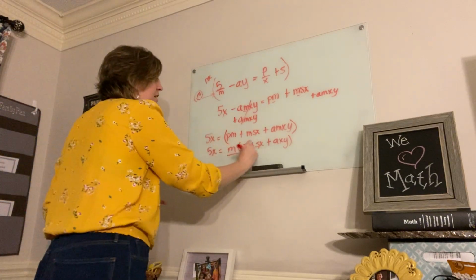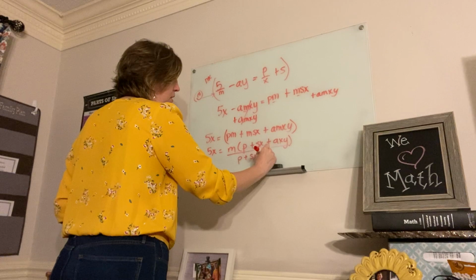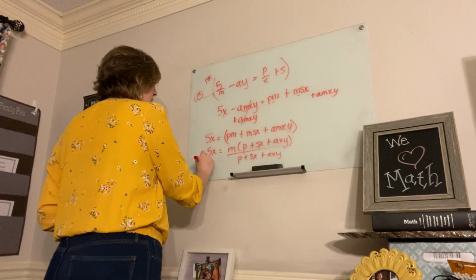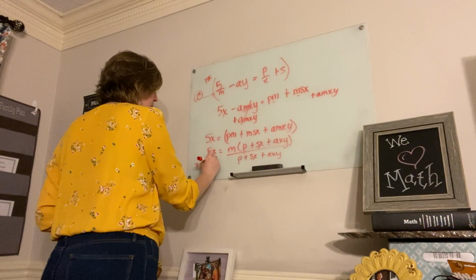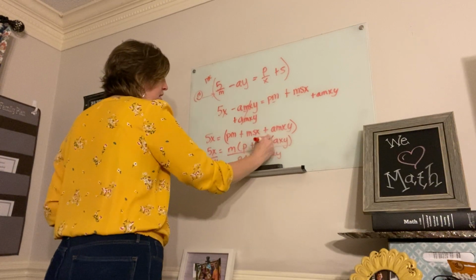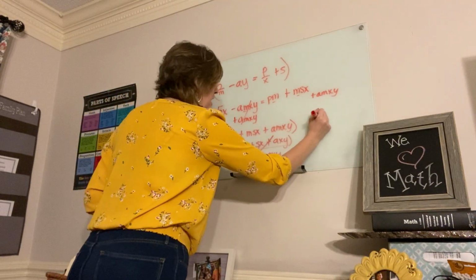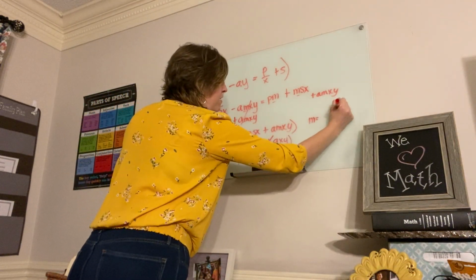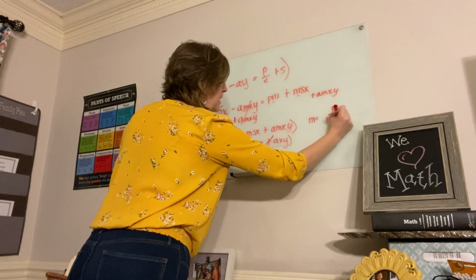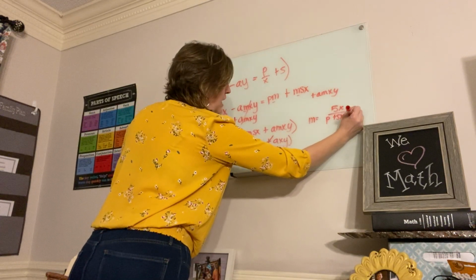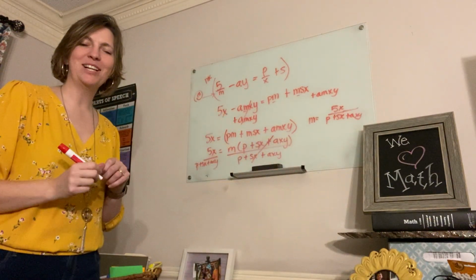So I've taken out the m. Now I'm just going to divide through by that, p plus sx plus axy, and I've got to do that to both sides. This marks out, and now I've got m by itself. Final answer, m equals 5x over p plus sx plus axy. Woo! Friends, that was a tough one, wasn't it?